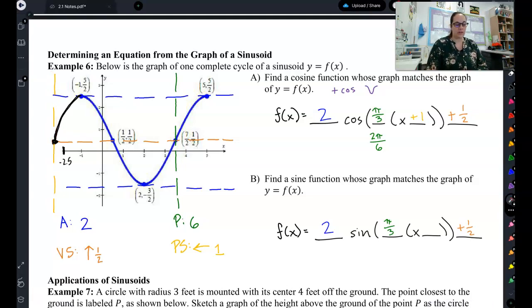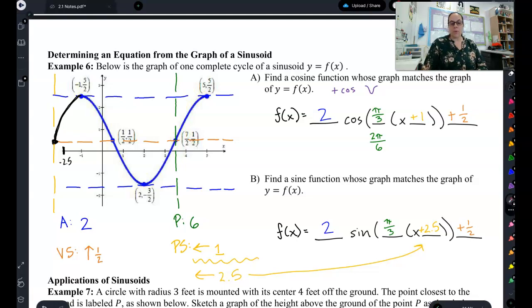So this phase shift, instead of moving left 1 to take me to that starting point, I'm now moving left 2.5 to take me to that starting point. So the only thing that changed is our phase shift is now left 2.5 instead of 1, which means this is going to be plus 2.5 instead of plus 1.